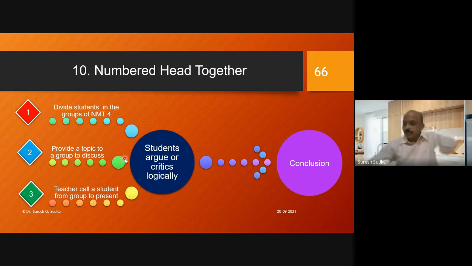So in this technique, the group is divided into students, not more than 4. We are providing them the topic. The teacher calls a student from a group to present. The students can argue or critique logically, and finally the conclusion is drawn. So this is called numbered heads together.